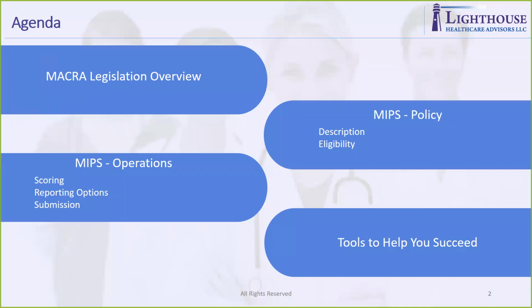So today we're going to go through the MACRA legislation overview. We're going to dive into some MIPS policy with a description and who's eligible. And then we're going to really focus on how MIPS is operationalized. An overview of how it's scored, the reporting options and submission criteria, and then some tools to help you succeed.